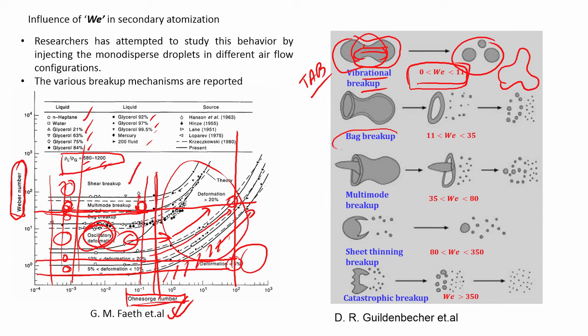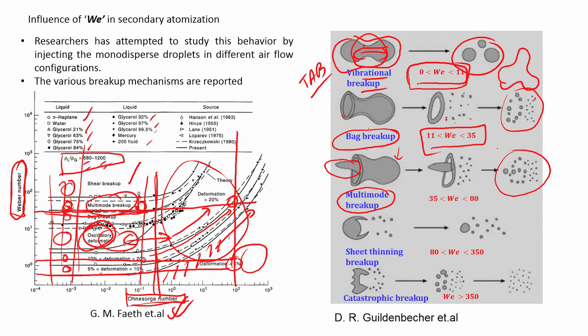There is something called a bag breakup, that means you can see that the droplet becomes like a pouch, and then it inflates like a balloon, and then it atomizes from the rim and you get all these smaller droplet sizes. This happens at a progressively higher Weber number. Then there is this multimode breakup that you see over there. You have a protrusion coming out, similar to a bag, and then it breaks up into these smaller droplets.